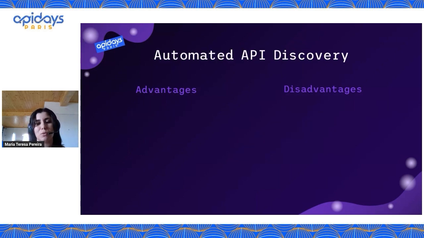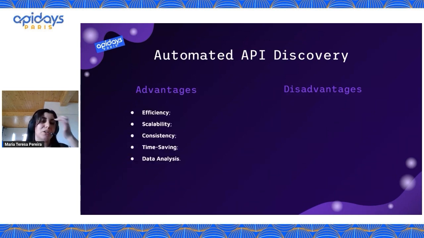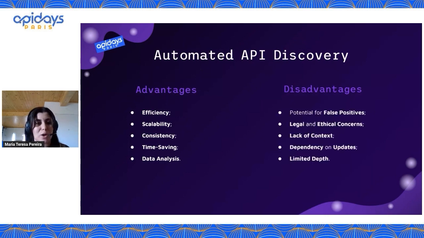Well, when it comes to automated API discovery, you have some advantages as well. It is really effective to use automated scans to perform API discovery. It is really time saving too, but you have some disadvantages as well. The scanners that you use don't have a context on the application where you're searching for APIs. So you must keep in mind that you might have some false positives on the way. And besides, the scanner depends on updates. So I advise you to update the tool, the scanner, on a regular basis.